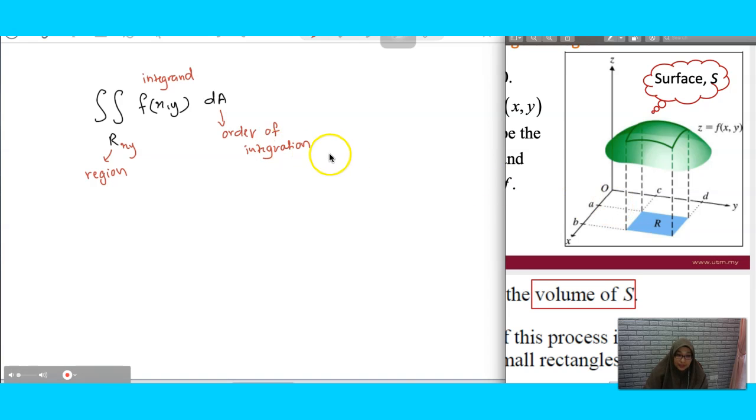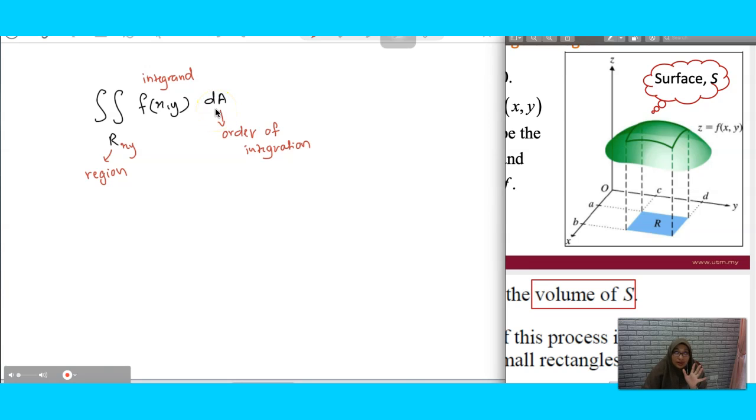Okay, so now the R here will determine your limits. Because now you have something in terms of x and something in terms of y, which one will be first and which one second? It depends on the order of integration that you choose. So how can you determine the order of integration here? It depends on the shape of the region or the function of the region that you have.